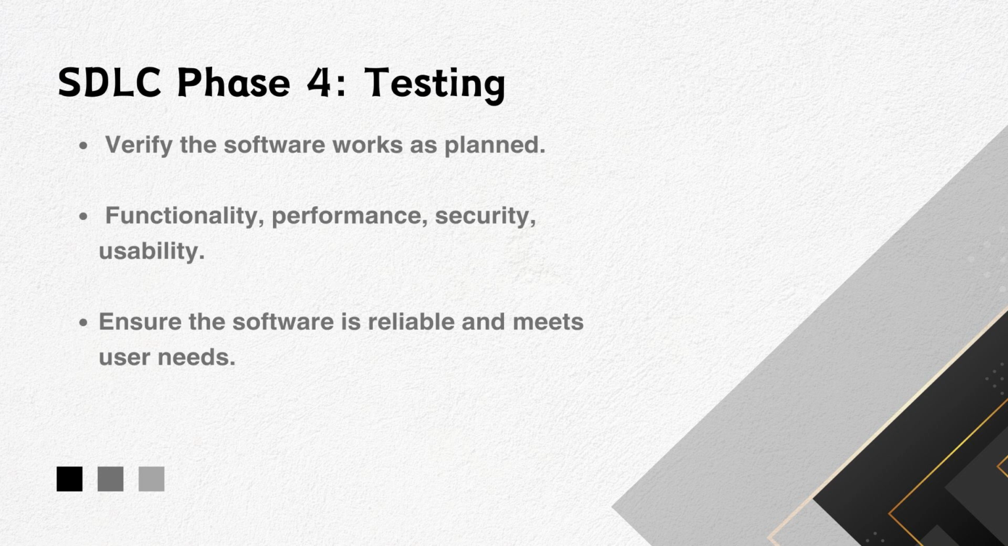4. Testing. After development, the product moves into testing. The goal here is to check if everything works as planned. Testing looks for defects, checks functionality, ensures performance is good, verifies security, and confirms usability. This is an essential step. Without testing, you can't be sure the software will work reliably for users.